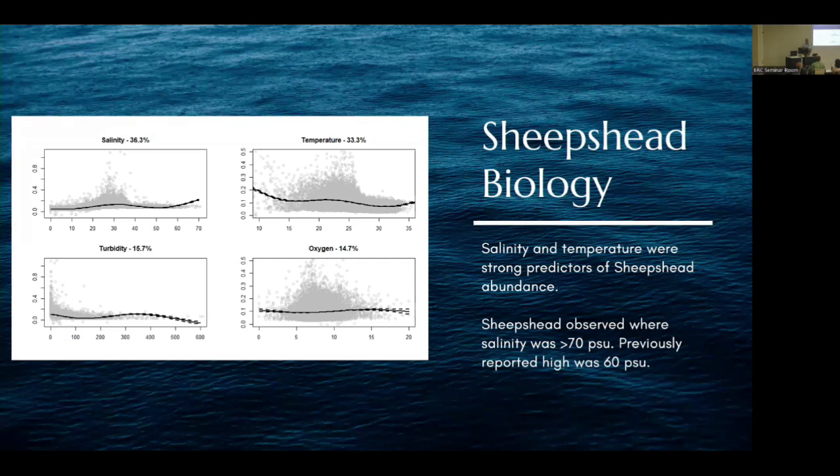One interesting result we got here was that in the literature, the previous maximum salinity tolerance for sheepshead was around 60. And here we actually observed a few sheepshead up over 70 PSU. So they seem to be a little more salt tolerant than we previously thought.